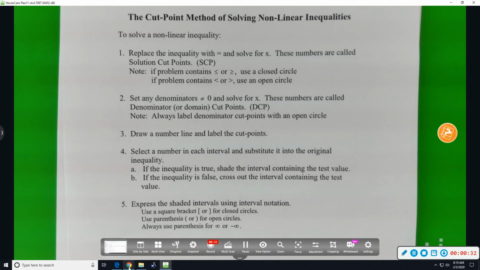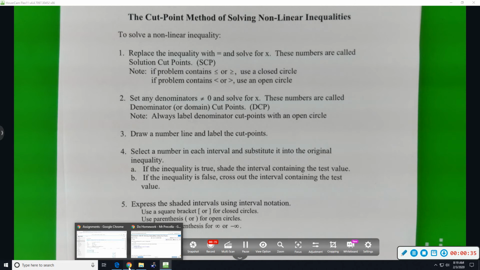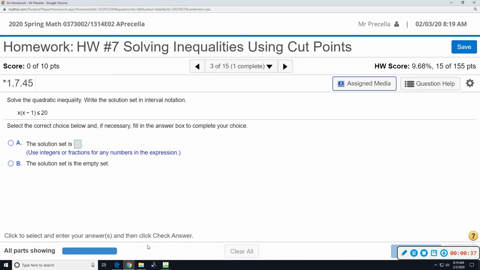So let me go ahead and write down the first problem we're doing today. We're going to do problem number 3 on homework assignment 7. Okay. So this is problem 3. x times x minus 1 is less than or equal to 20. And this is on homework 7.